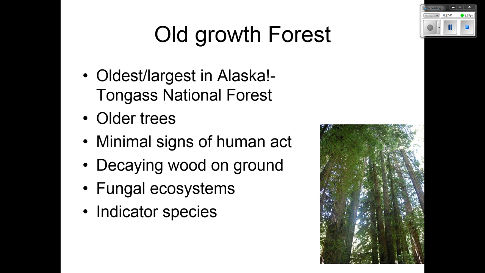The oldest and largest is in Alaska, the Tongass National Forest. You can see some things here, some indicator species. Don't forget that. But basically, you need to know where it's located and what it is. So it's an old, old forest. It's never been cut down, known as a virgin, primeval forest. And because it's so old, it has special characteristics.